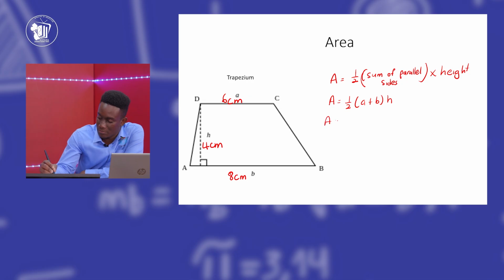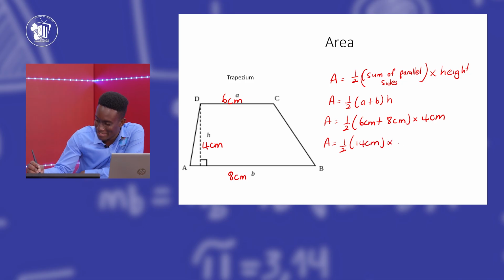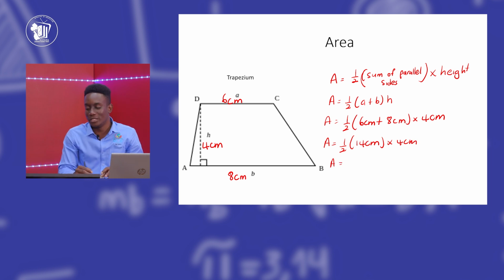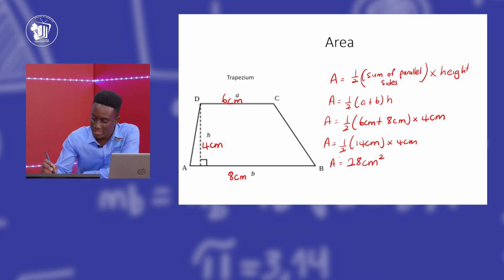So the area of this trapezium will be half multiplied by A, which is 6 cm, plus B, which is 8 cm, multiplied by the height, which is 4 cm. So the area will be equal to half. Now 6 plus 8 would give us 14 cm, multiplied by the height, which is 4 cm. So half of 14 will give us 7. 7 times 4 would give us 28 cm squared. Cm times cm would give us cm squared. So the area of this trapezium is 28 cm squared.